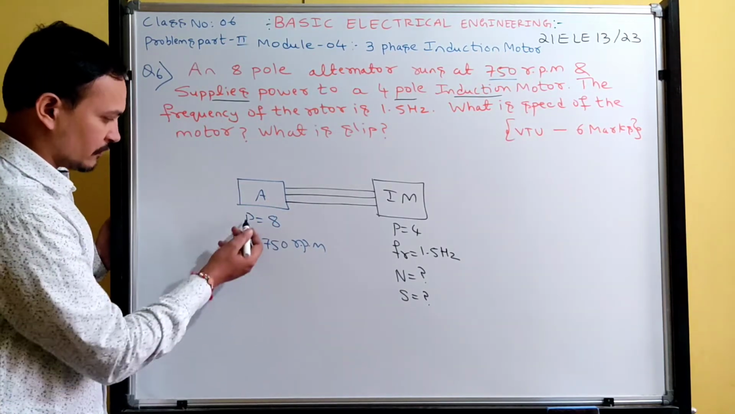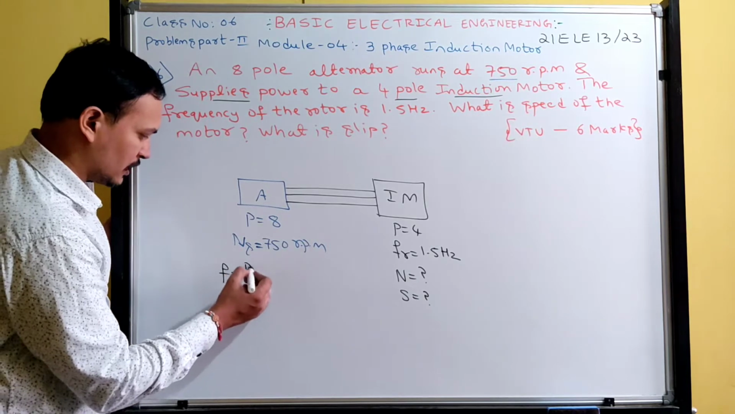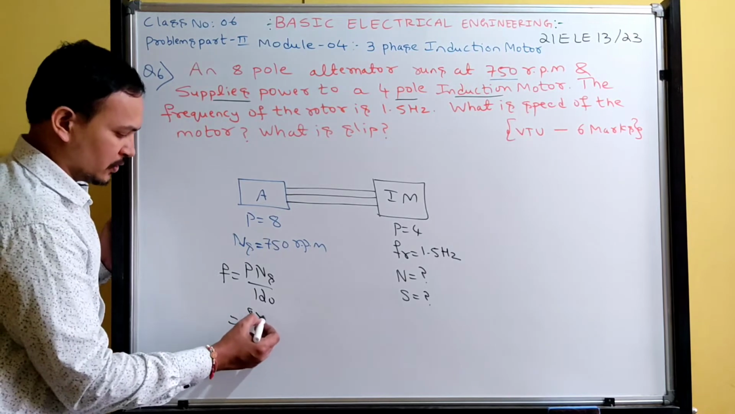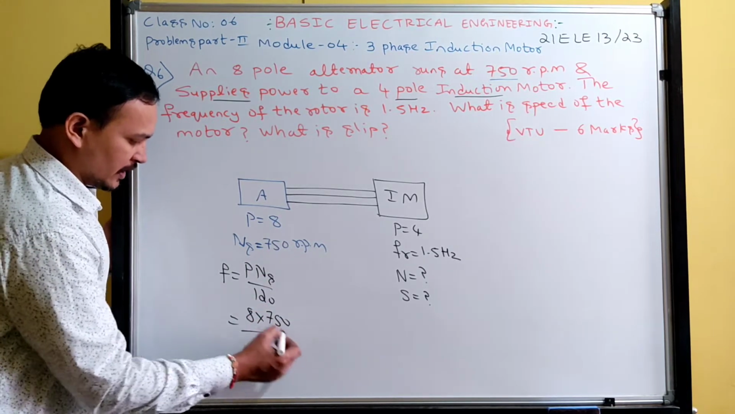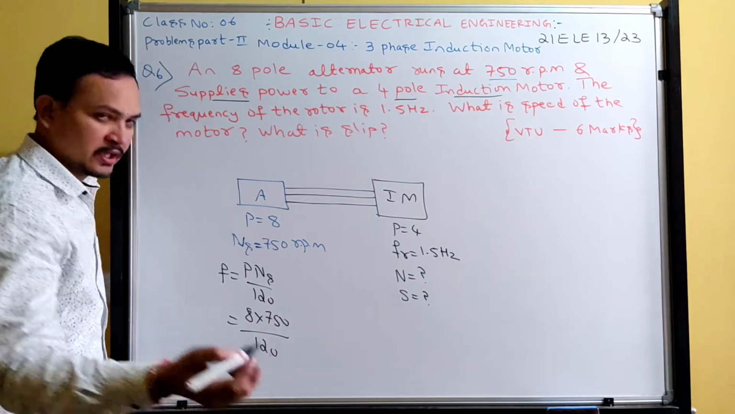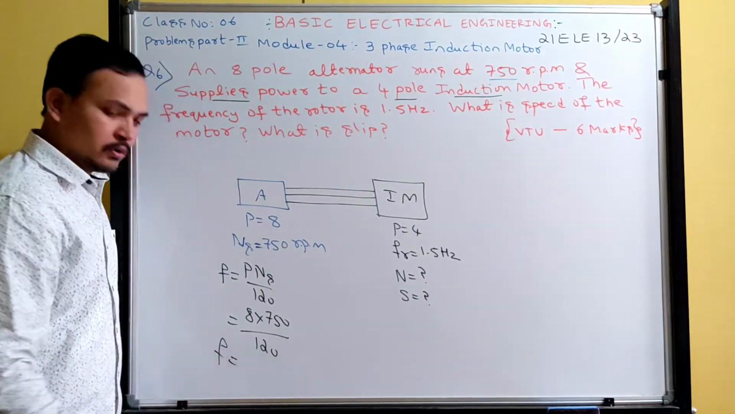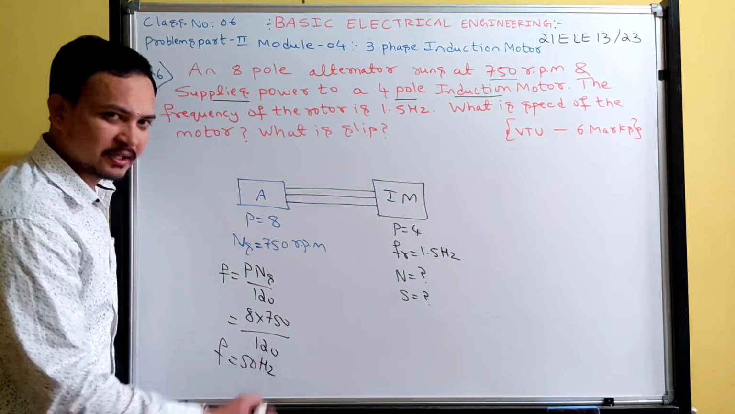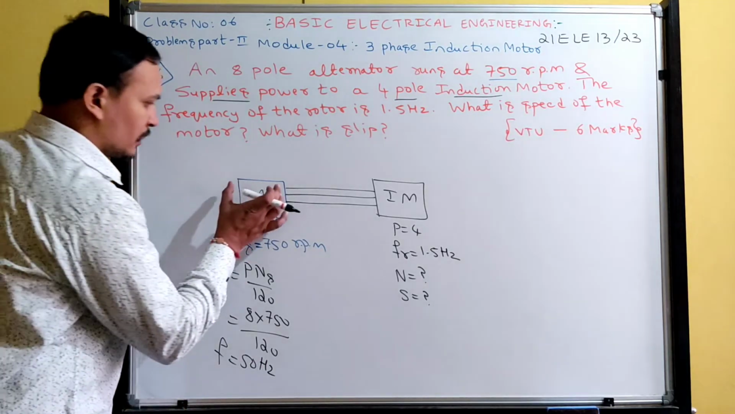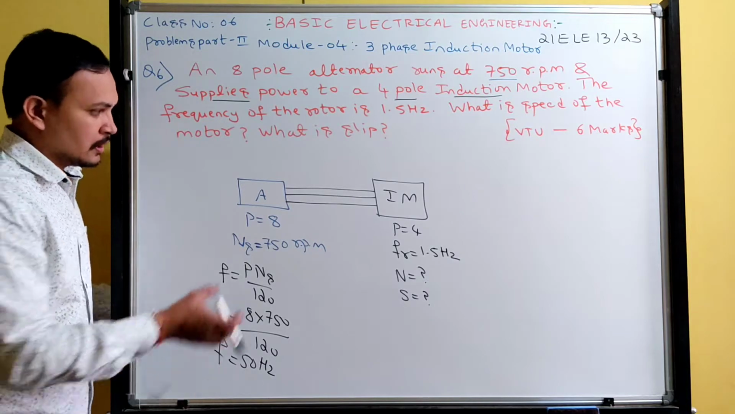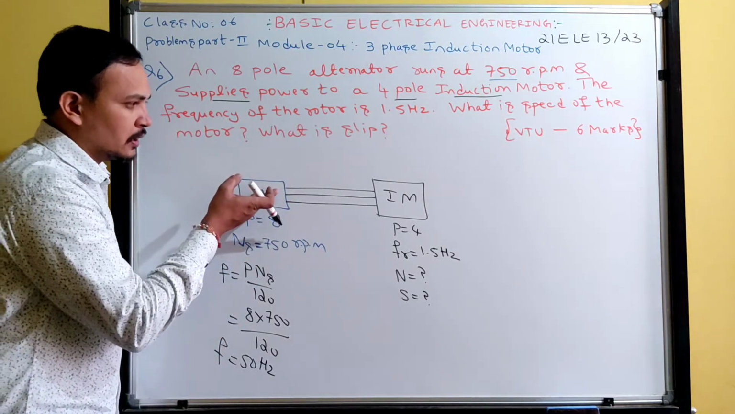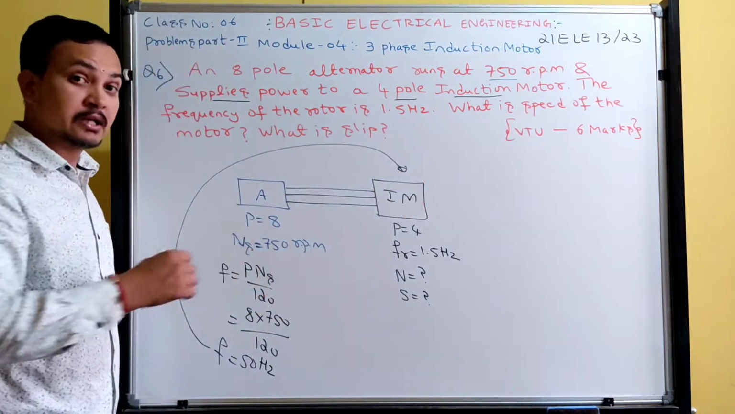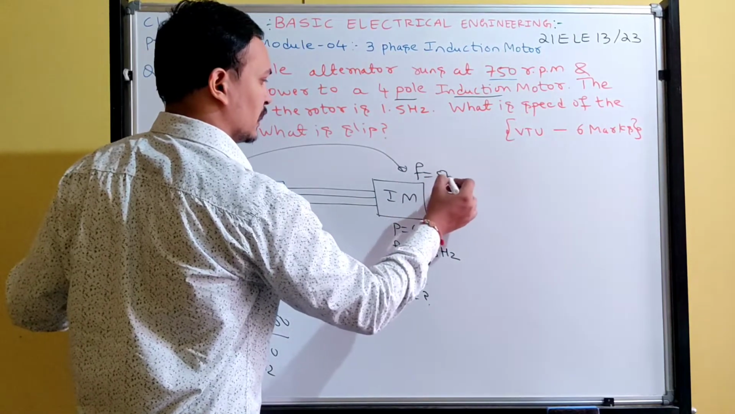Let me calculate the frequency from the available data. The frequency formula is f = P ns by 120. The number of poles is 8, and the speed is 750 rpm, divided by 120. Do it in the calculator. What frequency do you get? Very good, you get 50 Hertz. So the alternator produces electricity at a frequency of 50 Hertz. That electric supply I am giving to the induction motor, so take the same frequency for the induction motor stator. The frequency is 50 Hertz.